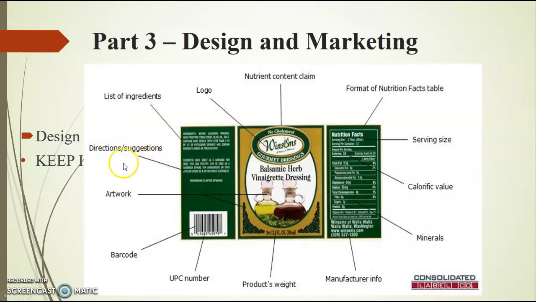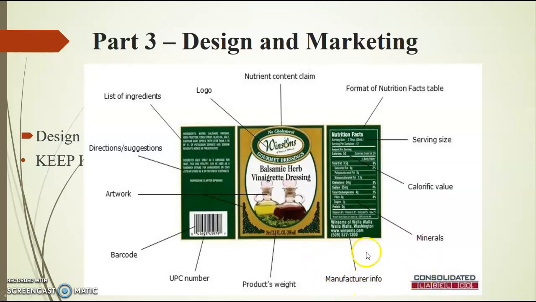Directions or suggestions for servings. Maybe that's something that you want to include on your label. A barcode, I mean, they're very important. You might want to include that on your label. The product weight is a really important thing to include as well, or if it's a liquid, you would have the amount of liquid in it. So if it's milk, it would be 1 litre or 600 mils or something like that.